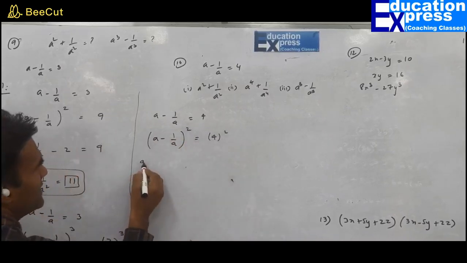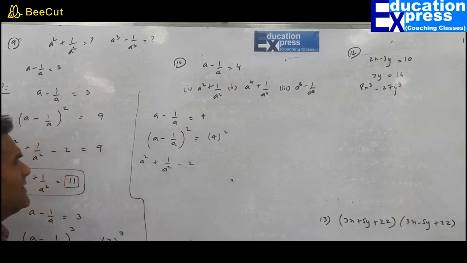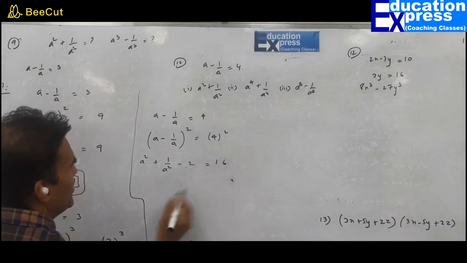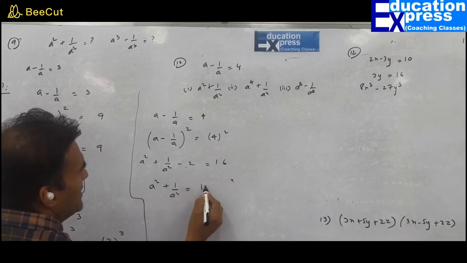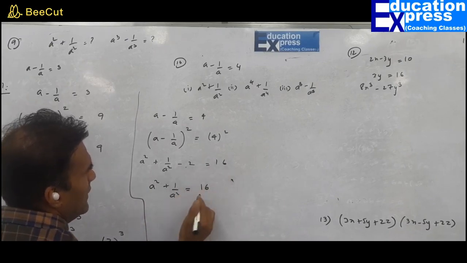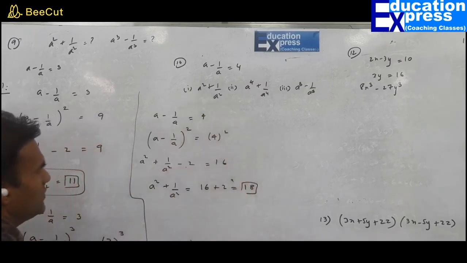Can you expand this? a square plus 1 upon a square minus 2. This is a minus b the whole square. So the same formula will give me 16. a square plus 1 upon a square will be 16 plus 2, that is 18. This is the first part of the answer.